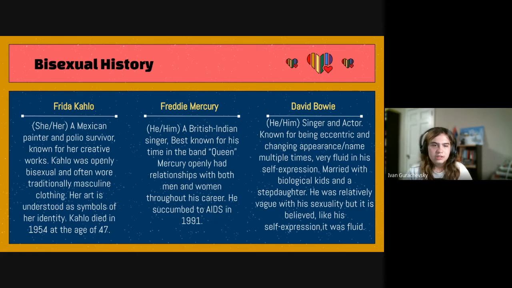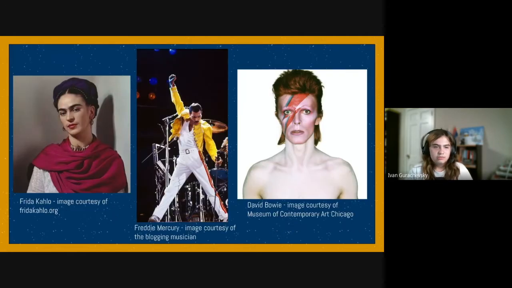Freddie Mercury was a British Indian singer. He was best known for his time in the band Queen. Mercury openly had relationships with both men and women throughout his career, and he succumbed to AIDS in 1991. David Bowie is a singer and actor known for being eccentric and changing appearance, name multiple times, very fluid in self-expression. He's married with biological kids and a stepdaughter. He was relatively vague with his sexuality, but it's believed, like his self-expression, it was fluid. And next slide. And these are pictures of all of them.